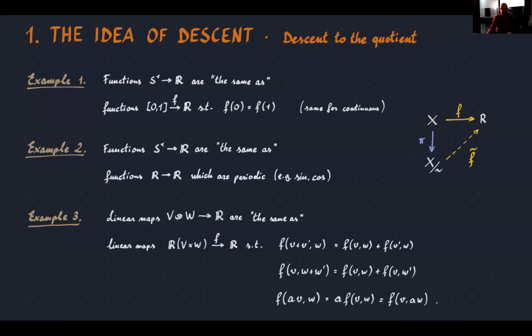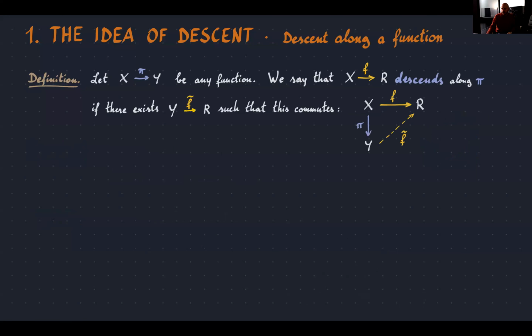Okay. Now, let's make this a little bit more general. Instead of taking an equivalence relation, let's take any function. Now, pi is any function. We say that f descends along pi if basically the same thing happens.